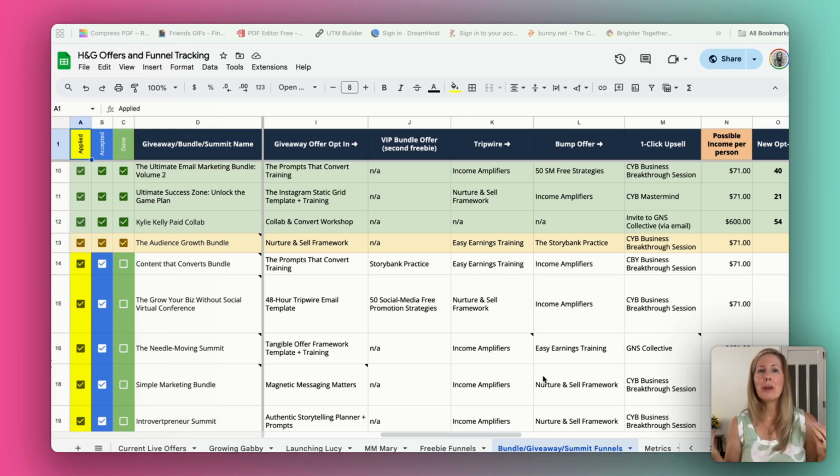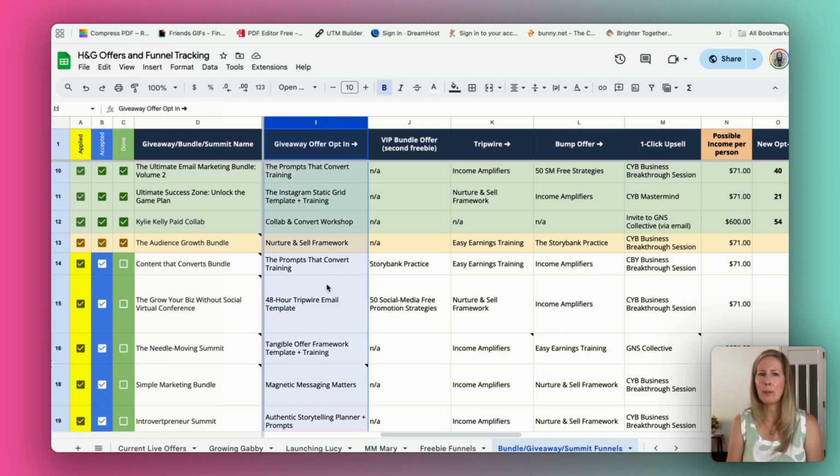But for your own planning purposes, the things that you want to make sure are, what is the giveaway offer opt-in that you're giving away, right? What does that look like? And this becomes extremely important when you're participating in multiple collaborations so that you don't double up.